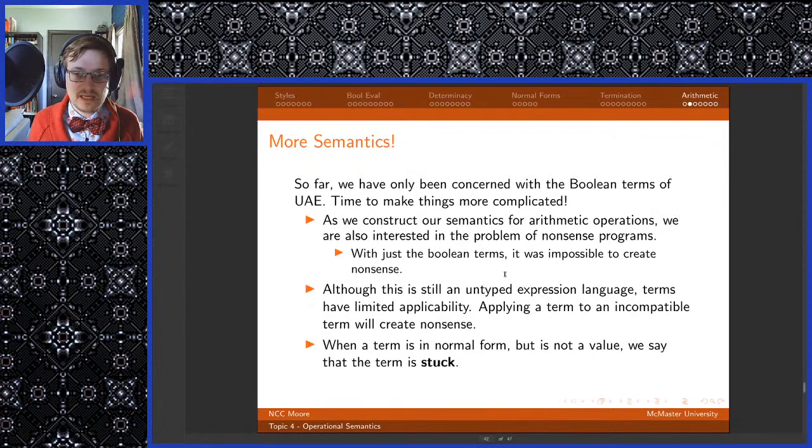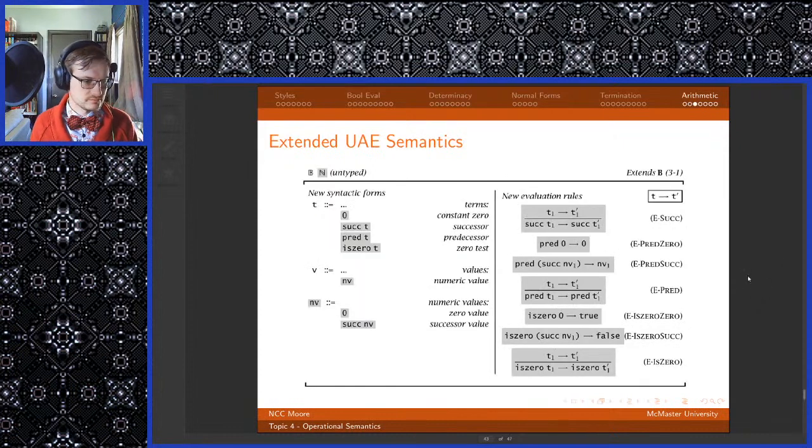So, although this is still an untyped expression language, terms have limited applicability. Applying a term to an incompatible term will create nonsense. When a term is in normal form but is not a value, we say that the term is stuck. So, basically, imagine this scenario: if 0, then true, else false. That can't be evaluated because 0 cannot be evaluated to anything else. There's no rule which gets you anywhere else from 0. So if 0 then true else false is in normal form, despite the fact that it's not a value.